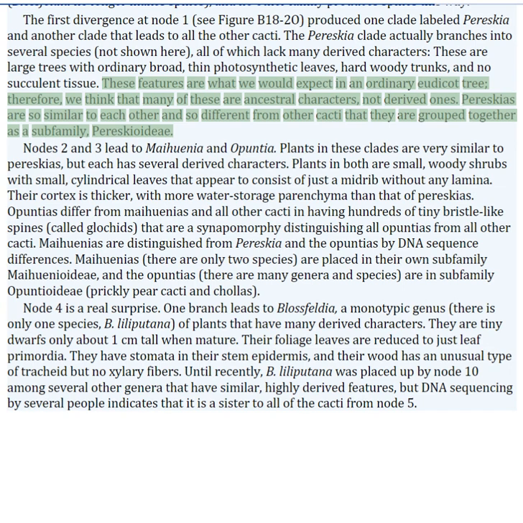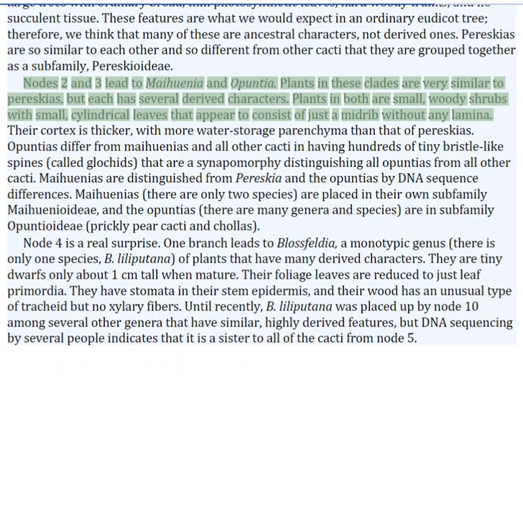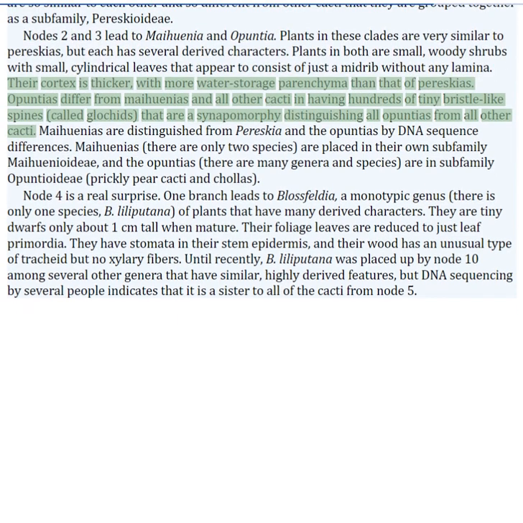Pereschias are so similar to each other and so different from other cacti that they are grouped together as a subfamily, Pereschioideae. Nodes 2 and 3 lead to Meiwenia and Opuntia. Plants in these clades are very similar to Pereschias, but each has several derived characters. Plants in both are small, woody shrubs with small, cylindrical leaves that appear to consist of just a midrib without any lamina. Their cortex is thicker, with more water storage parenchyma than that of Pereschias.